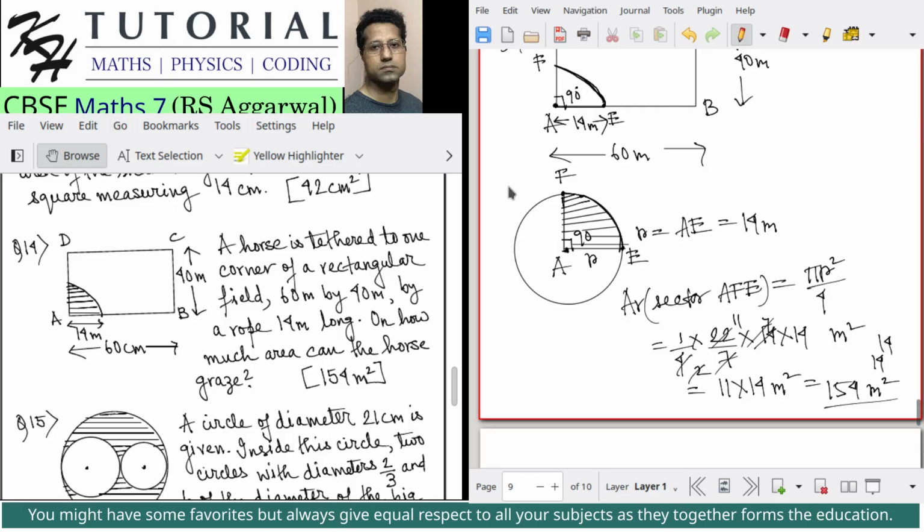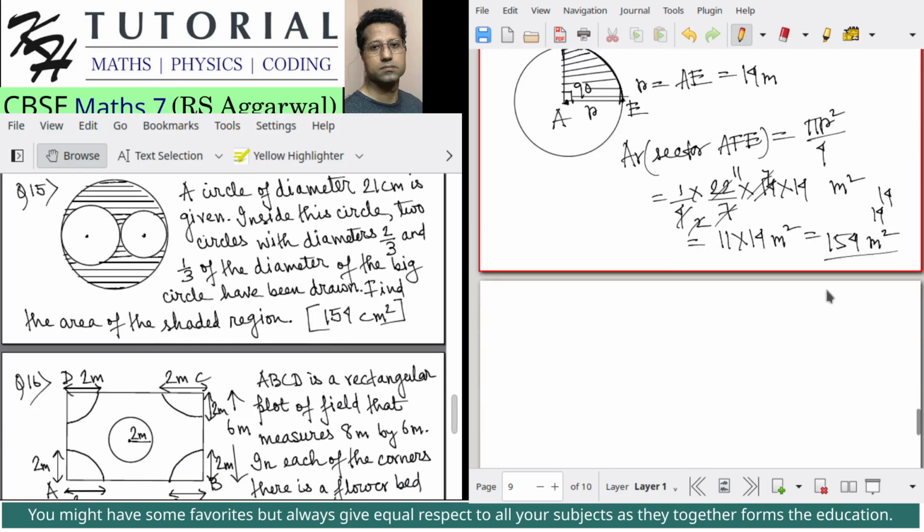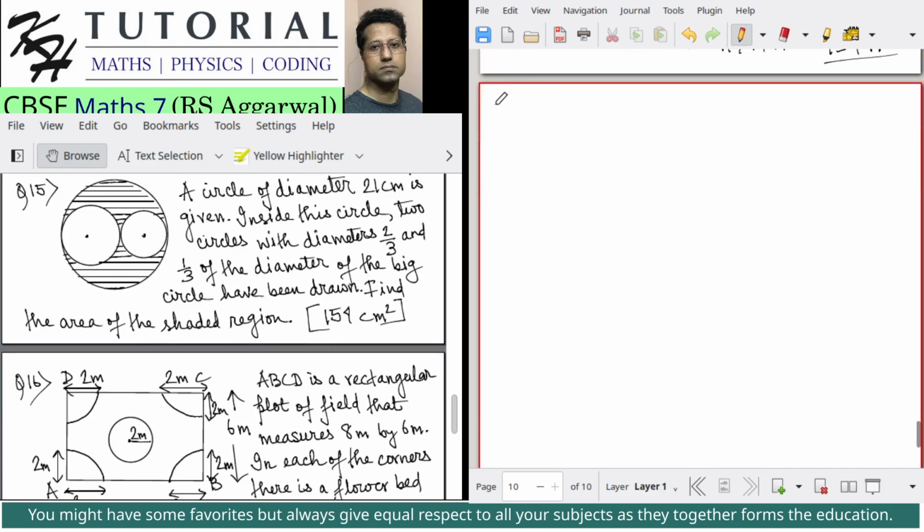Okay, let's see the next problem, question number 15. A circle of diameter 21 centimeter is given. Inside the circle, two circles with diameters 2/3 and 1/3 of the diameter of the big circle have been drawn. Find the area of the shaded region.